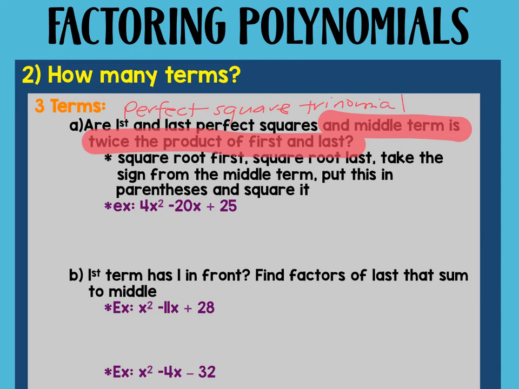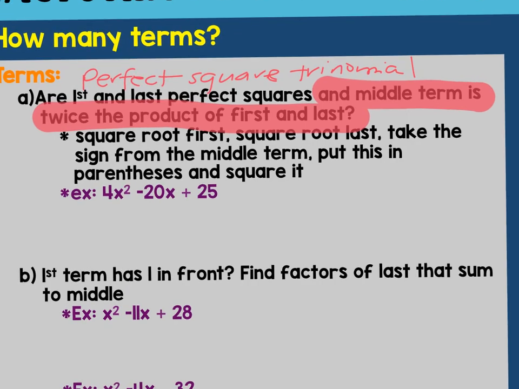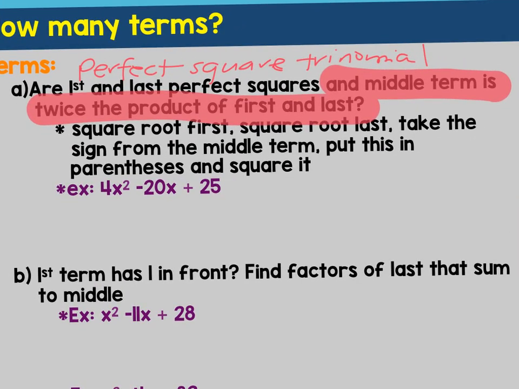And again, think about those words. Perfect square means there's perfect squares involved. Trinomial means what? What's tri? 3. So there's 3 terms. So if we look at the example that's there in purple, is the first term a perfect square? Yes. Is the last term a perfect square? So that information alone is not enough, okay?